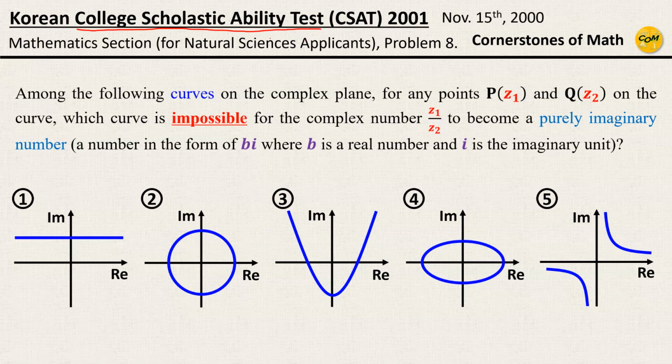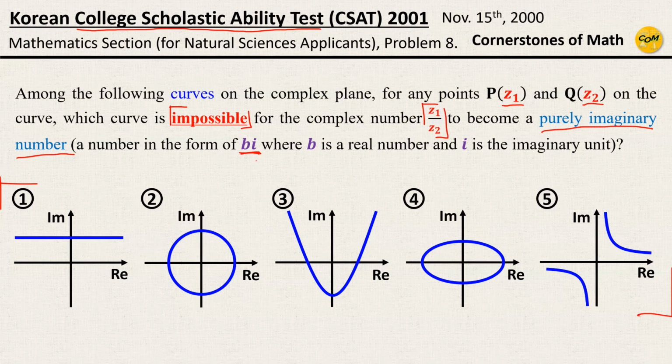Today we are going to solve the following problem. So we are given 5 curves on the complex plane. Among the following curves on the complex plane, for any points P corresponding to complex number Z1 and Q corresponding to complex number Z2 on the curve, which curve is impossible for the complex number Z1 over Z2 to become a purely imaginary number? That is, a number in the form of bi, where b is a real number and i is the imaginary unit.